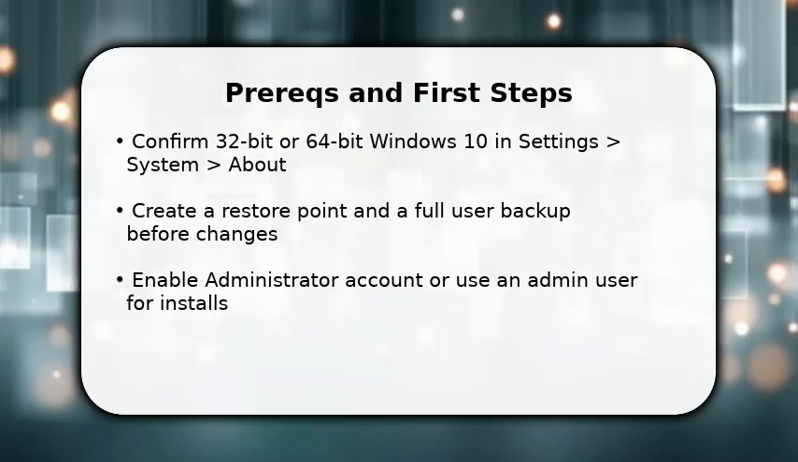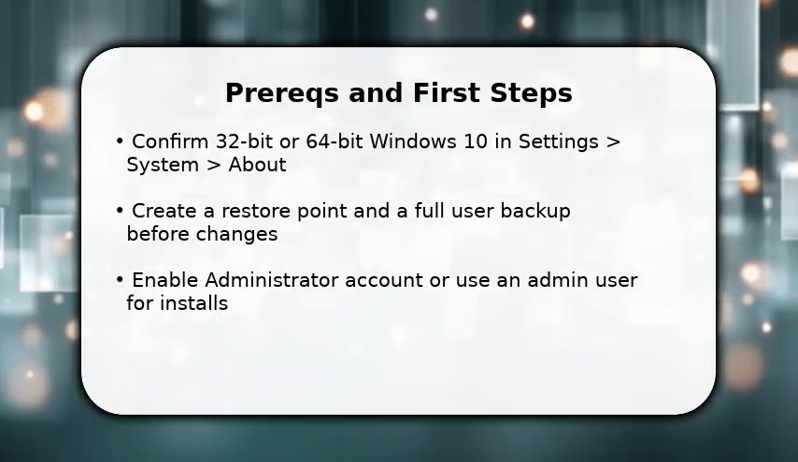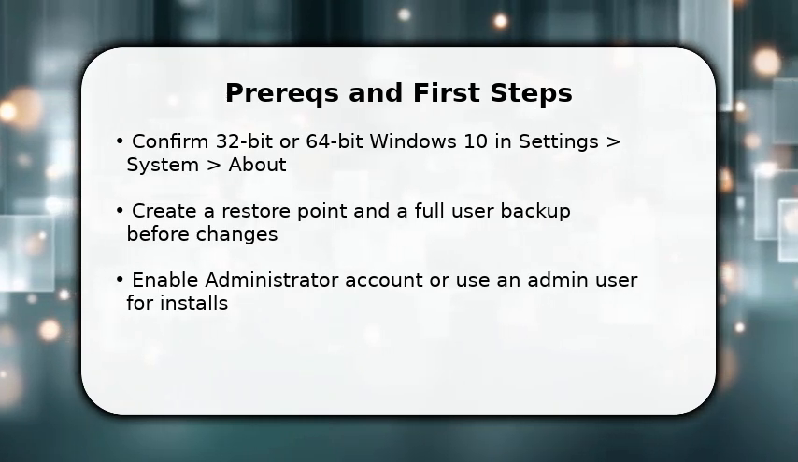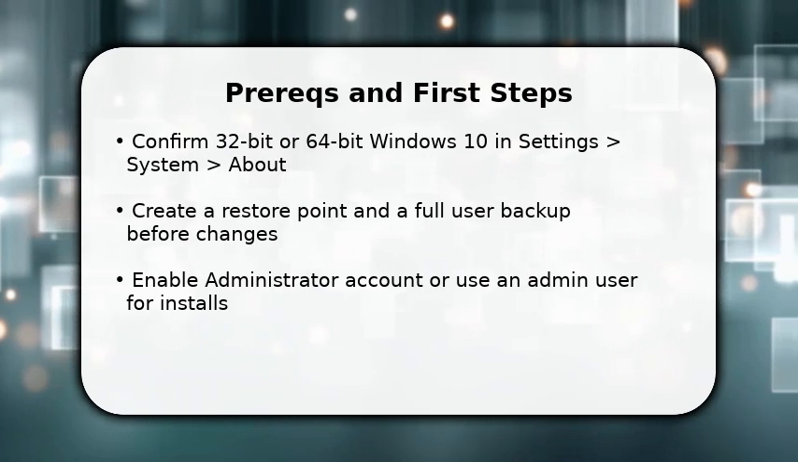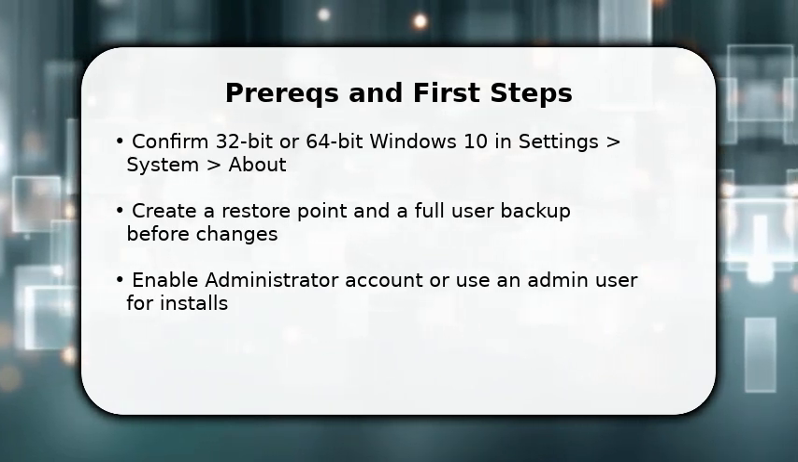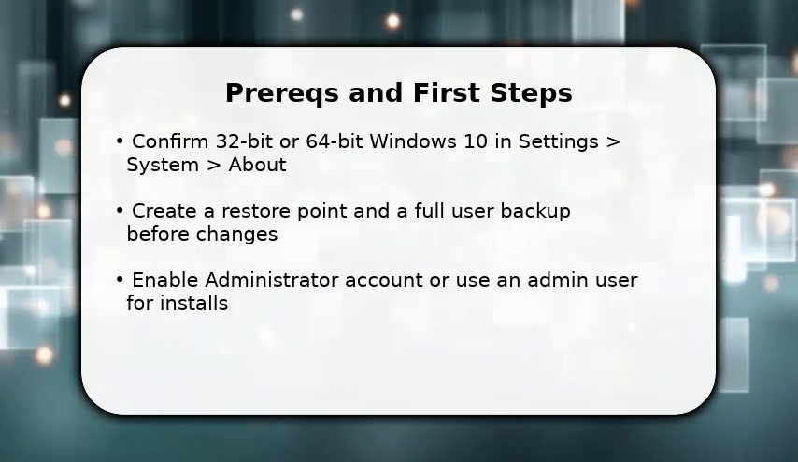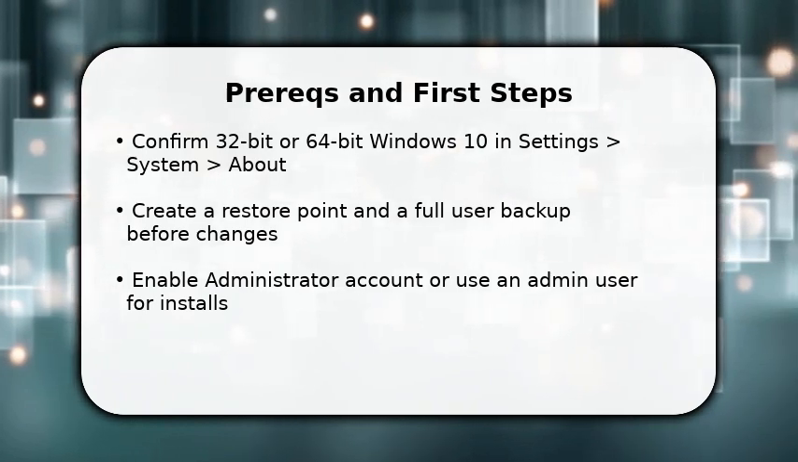You start by checking your system type and preparing for compatibility. This matters because Media Player 9 was designed for older 32-bit systems. Once done, create a restore point and back up user data so you can revert if needed.